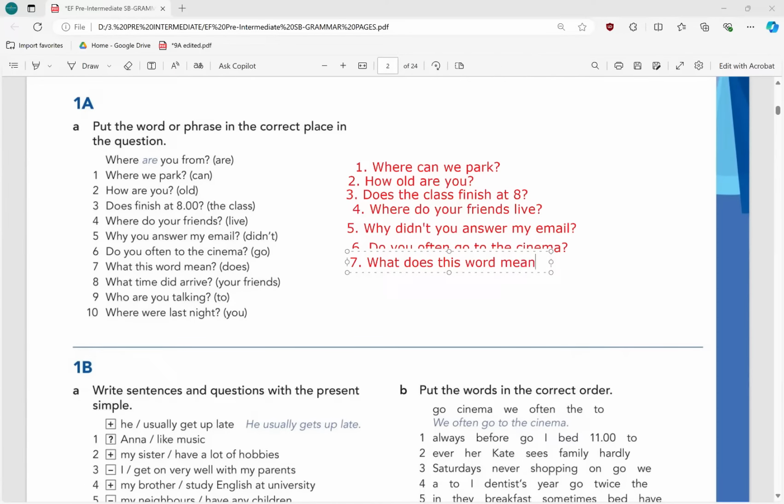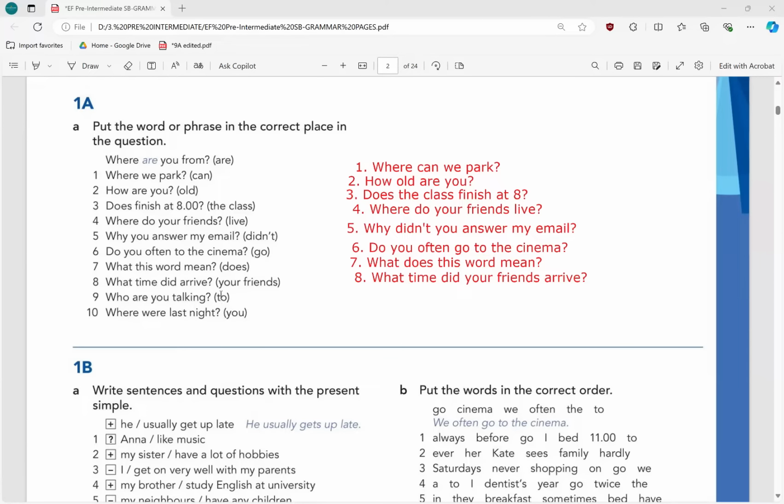Number 8, what time did arrive? Your friends. Your friends is the subject here. So what time did your friends arrive? We will write it. What time, this is the question word, did your friends arrive? There you go.